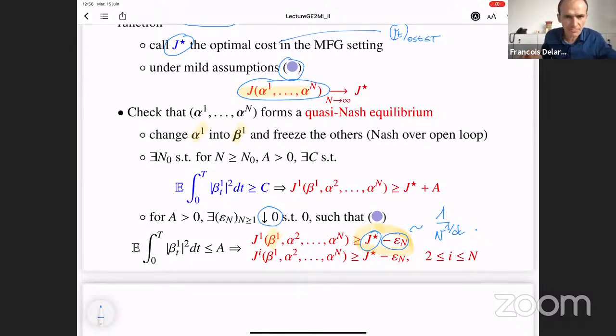What you gain is really, really small when n tends to infinity. So in fact, the solution given by the MFG is really accurate, and it is very simple to implement. You just have to see where you are. You don't care about the others, postulating that the others play the same strategy. And then if one guy tries to deviate, the gain will be really, really small at most. And so this is almost an equilibrium.